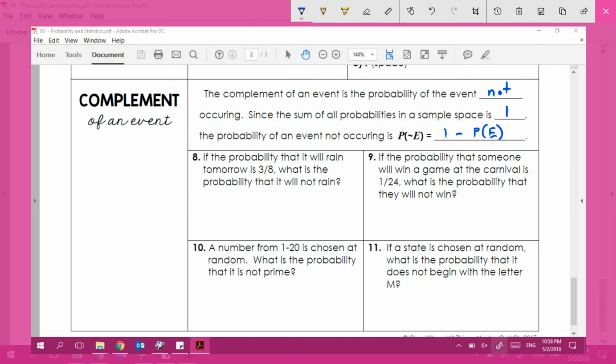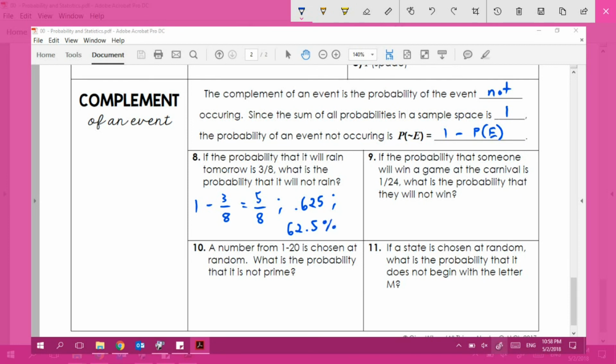All right, let's do some examples. Number 8, if the probability that it will rain tomorrow is 3/8, what is the probability that it will not rain? Remember, it says not, so we're going to take 1, which is our total sum of probabilities, and subtract the chance of that event occurring, which is 3/8. So the chance that it will not rain is 1 minus 3/8, which is 5/8. Put that into decimal, 0.625. Put that into percentage, 62.5%. Chance that it will not rain.